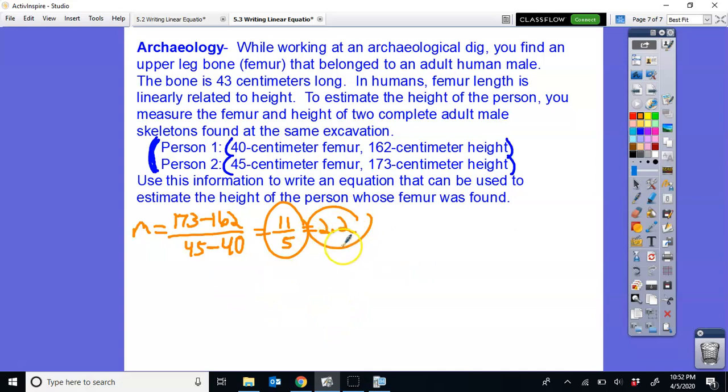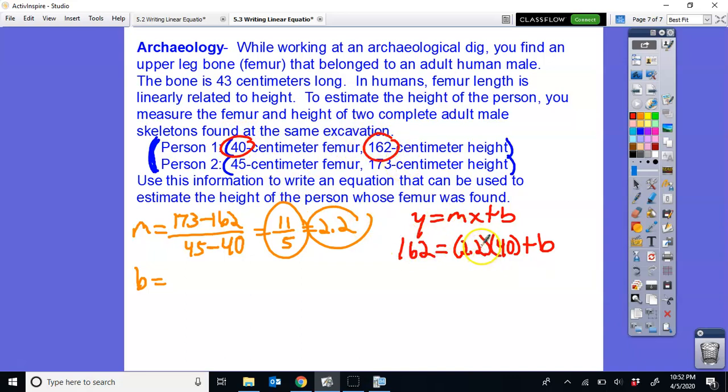So now we have our m, but we don't have our b. But again, we can use y equals mx plus b, and we can plug in our m, 2.2, plug in an x value from one of those points. I'm going to use 40. Plug in a y value from one of those points, 162, because that's the same point, (40, 162). And I can multiply 2.2 times 40.